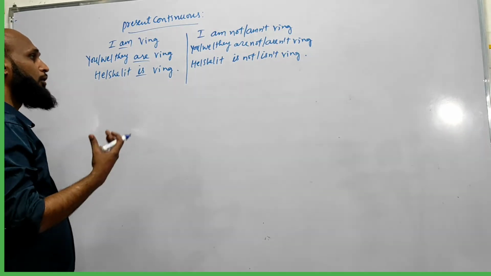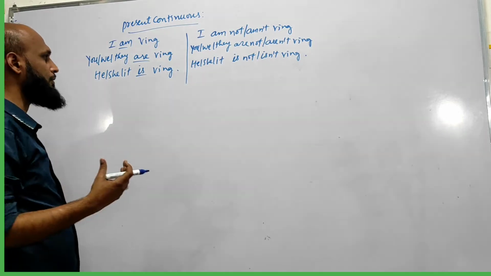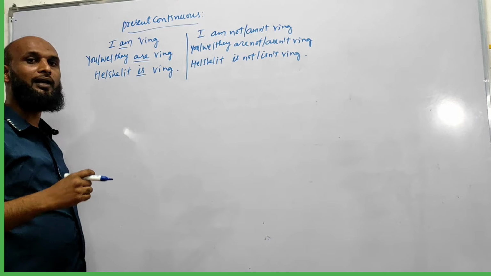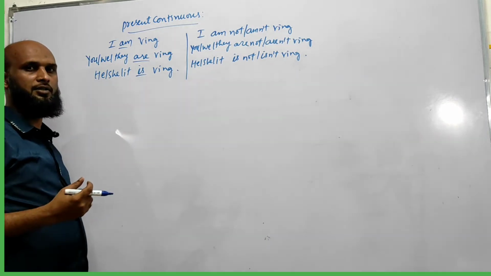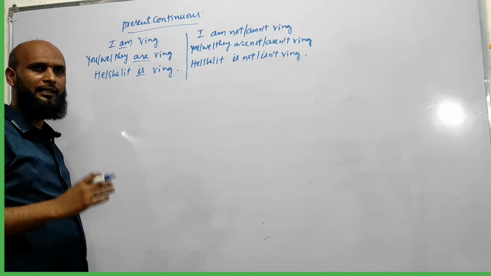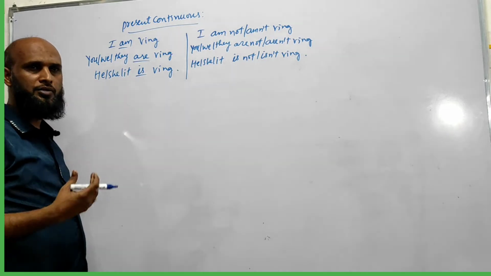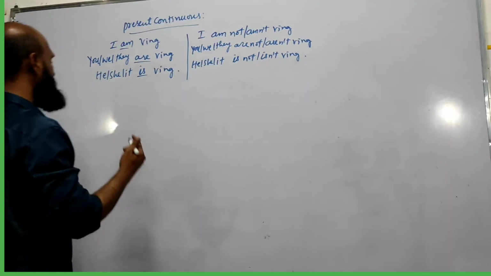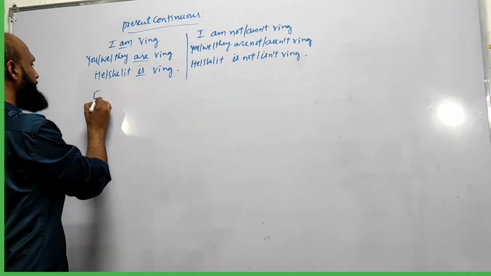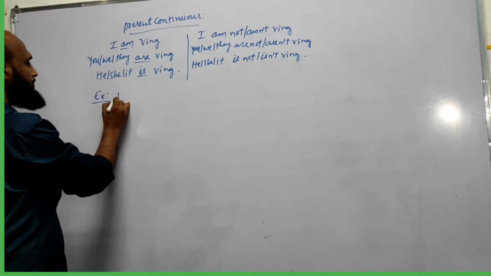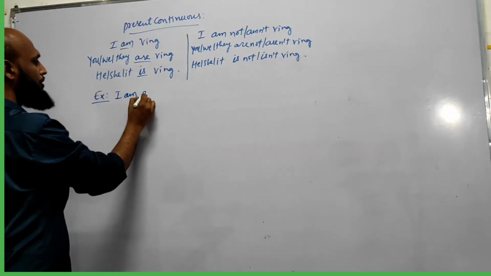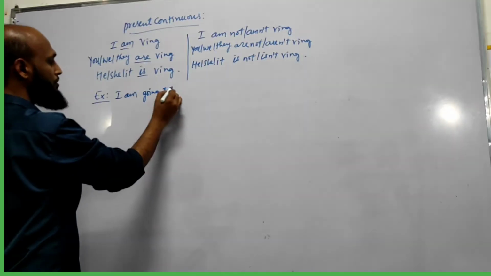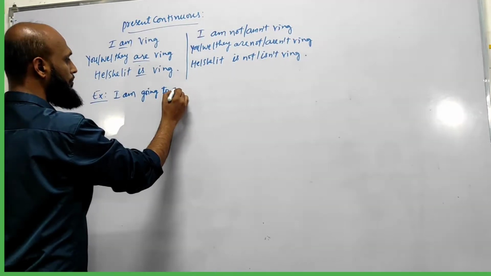Now let us look at some examples so that we can understand it better, and then afterwards I'll tell you the guidelines of present continuous. We have around 3 main guidelines that we use in present continuous to say different things. Now let us look at the example here. Example number 1, I am going to Bangalore.